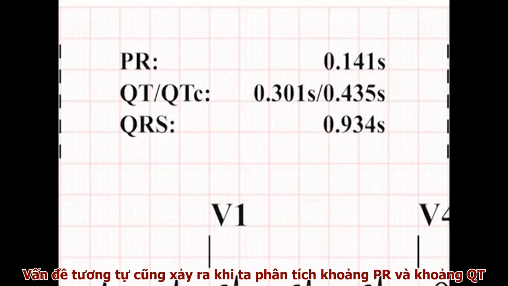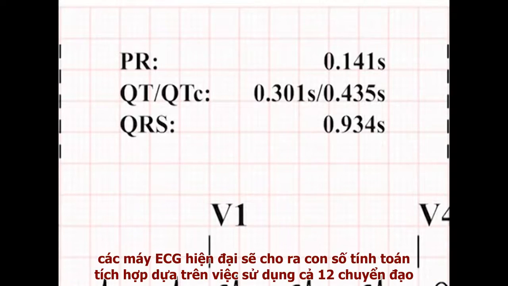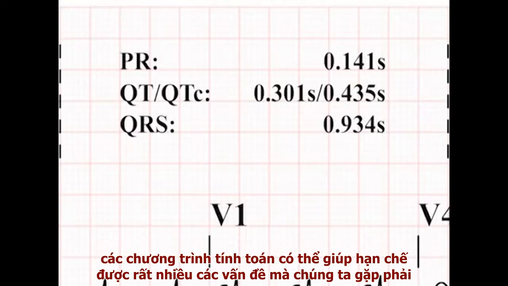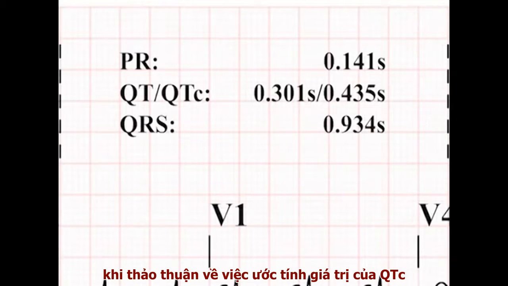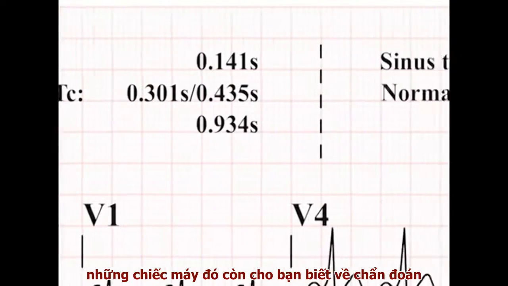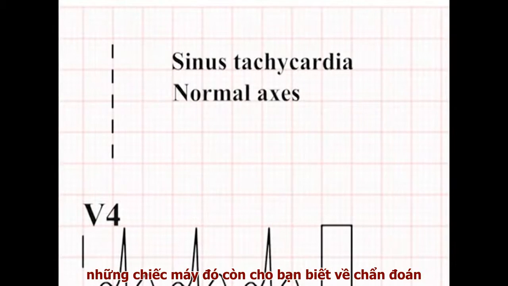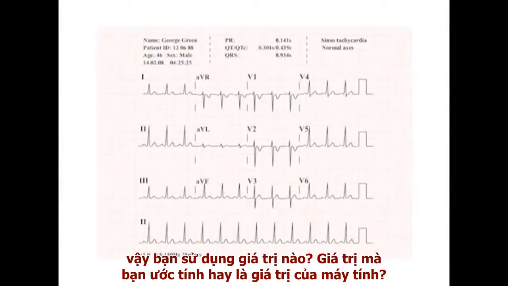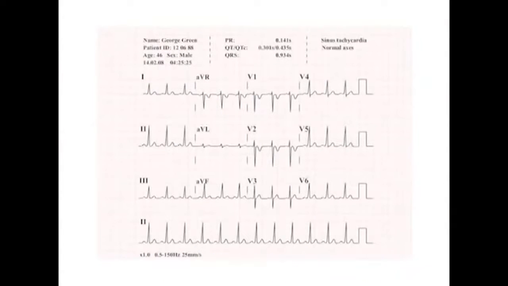Exactly the same problems exist for the analysis of the PR interval and the QT interval, and modern machines will present you with an integrated value calculated using all 12 leads. The computerized calculations attempt to eliminate many of the problems we outlined when discussing estimation of the corrected QT. These machines will even present you with a diagnosis. So which set of values do you use, your own estimates or the computer's?